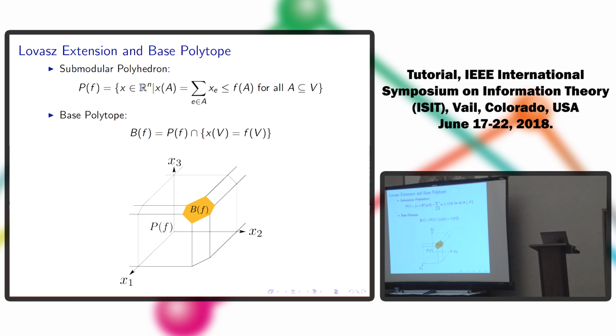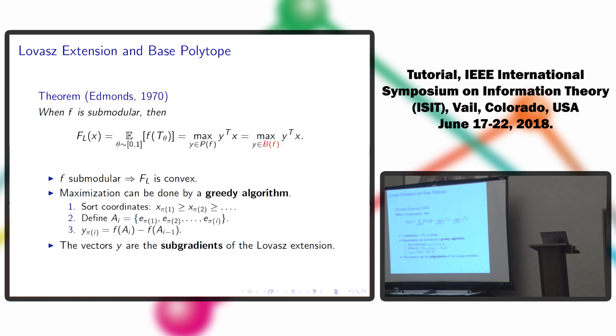Now, what is the base polytope? The base polytope is exactly the submodular polyhedron when the last inequality at point V, when I have all the elements, instead of inequality, it should be equality. So it has one less dimension. And that is going to be the base polytope. Okay? And the reason that submodular minimization can be done is because of exactly the properties of this base polytope.